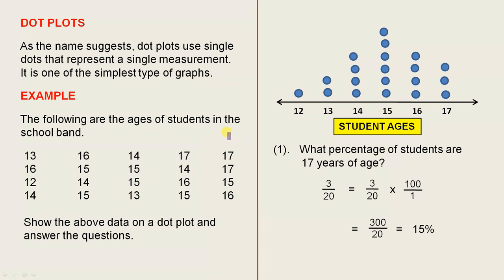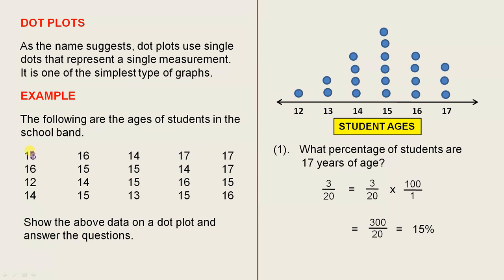The following are the ages of students in the school band. So these are all the separate ages. Our task is to show the above data on a dot plot and answer the questions. Basically, you draw the line and work out that the lowest age is 12. You look through the numbers and see 12 is the lowest age and 17 is the highest. So you just put the numbers from 12 to 17.